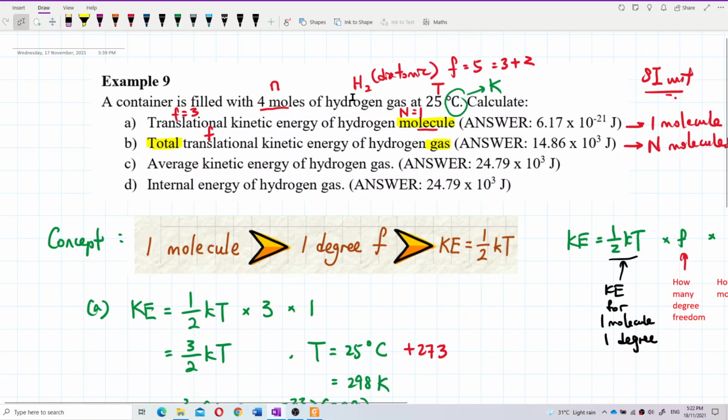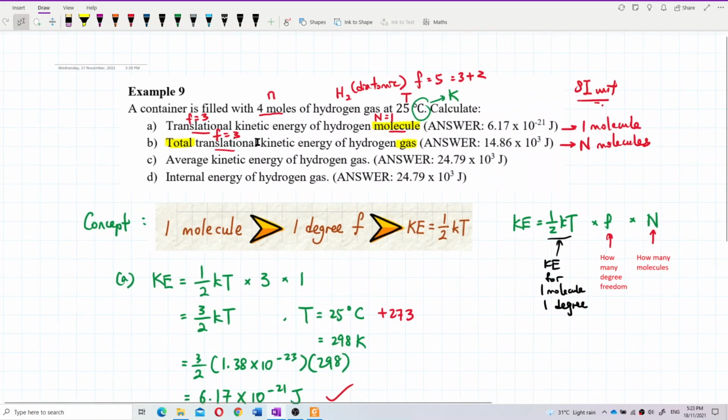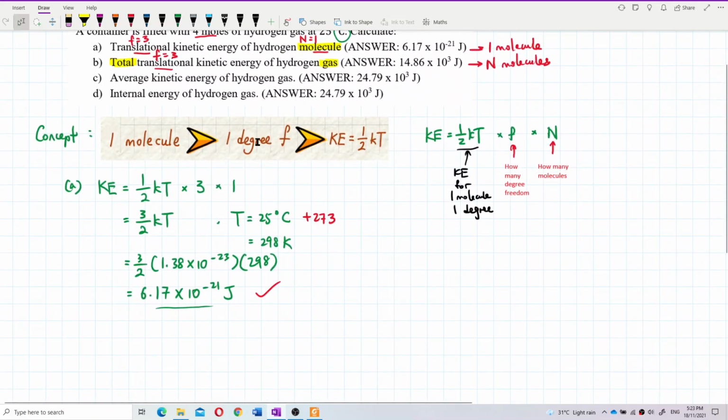Although it's diatomic, I know it's diatomic, the total degrees of freedom is 5. But the question just sticks to translational. So the translational degree of freedom is just 3. So you still maintain it as 3, not 5. Unless there's no word translational here, then you put degrees of freedom 5. But there's the word translational here, so you have to stick to degrees of freedom 3 only. Okay, so let's do it.